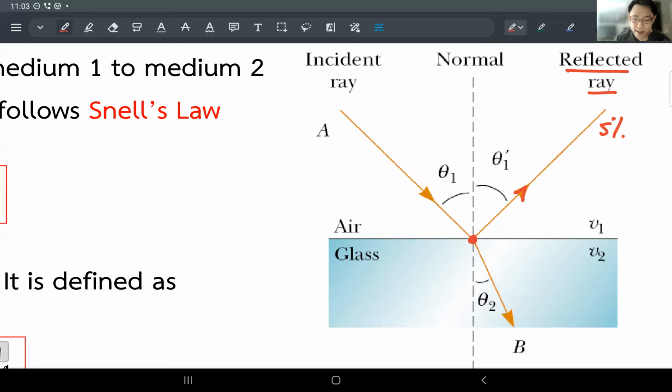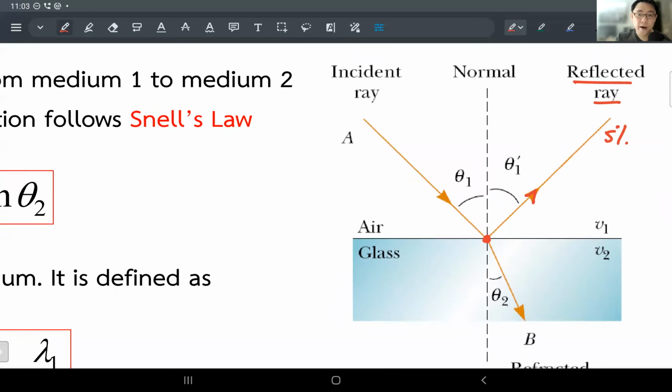Okay. Now, the main business of ours is this. What about the part of light that actually gets through to the other side of the interface? So now the light is going to get into the glass. It turns out, here we go, if you make a measurement of the angle, and once again, don't forget the angles are measured with respect to the normal line.